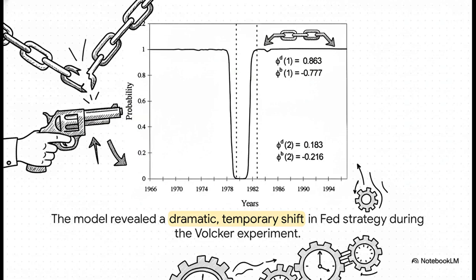Now, this chart looks a bit technical, but what it's showing is the probability that the Fed was using its normal playbook. As you can see, it's chugging along at 100% until late 1979, when it just falls off a cliff to zero. It stays at zero through the whole Volcker experiment and then bam, jumps right back to 100% in 1982. This isn't a subtle hint. This is the data screaming that the Fed literally ripped up its own rulebook for a few years.